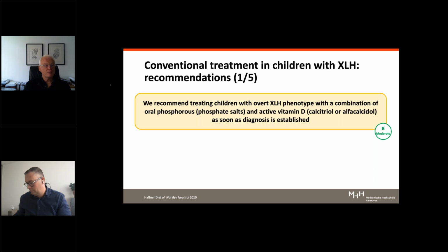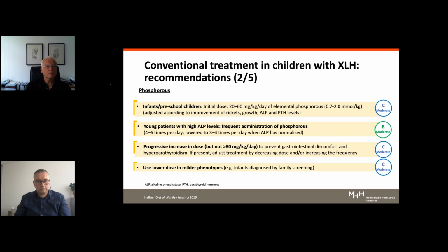So what about the treatment? I would just start with what the guideline tells from 2019. At this stage, we recommend that children with overt XLH phenotype be treated with a combination of oral phosphate and active vitamin D as soon as diagnosis is established.